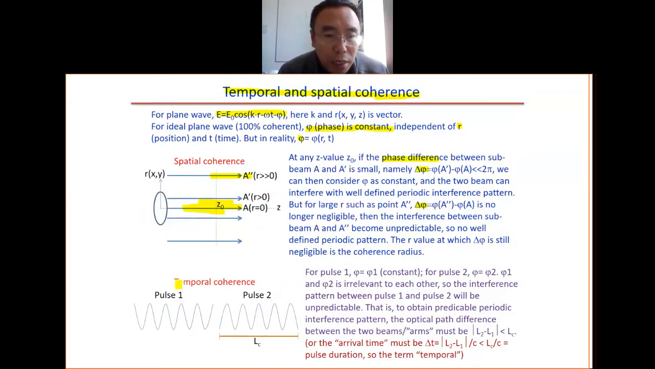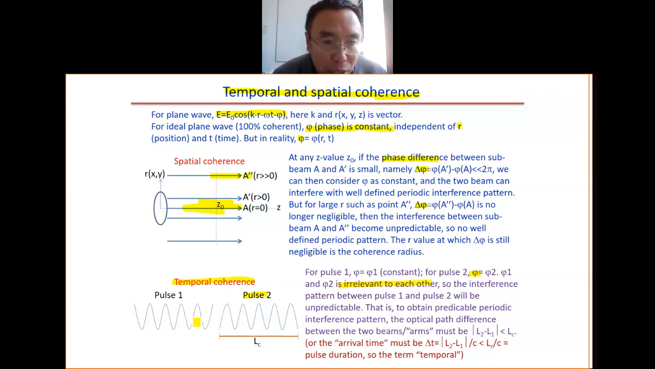The second one is the temporal coherence. As we mentioned, there is no ideal light source. All the light is pulsed light. When you have pulsed light, you can imagine pulse 1 and pulse 2 will not be coherent to each other. That means they will be irrelevant to each other. So the phases for pulse 1 and pulse 2 will be irrelevant to each other.